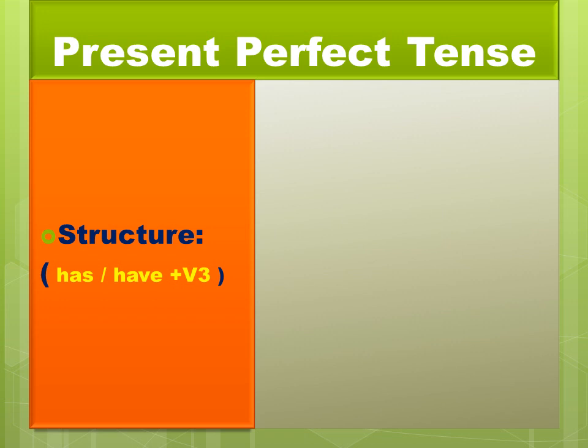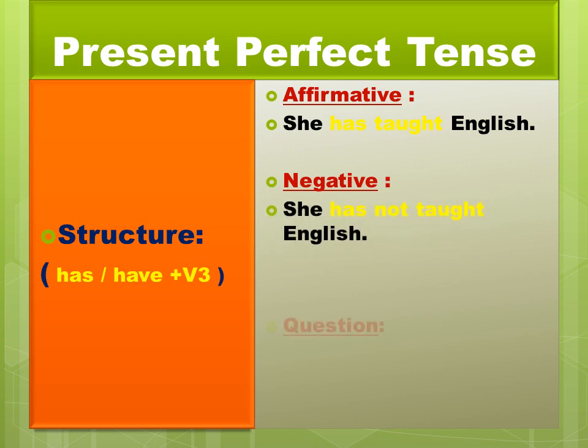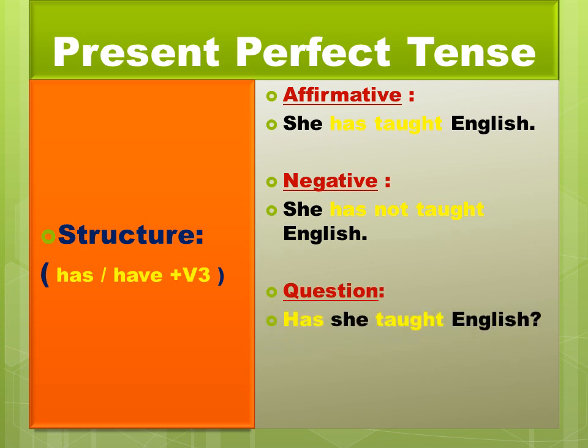Now let's learn how to frame an affirmative sentence. She has taught English. Here she is the subject, has is the auxiliary verb, taught is the past participle and English is the object. Now how to frame a negative sentence? She has not taught English. What about a question? Has she taught English? We can also frame a question in the other way, like, hasn't she taught English?